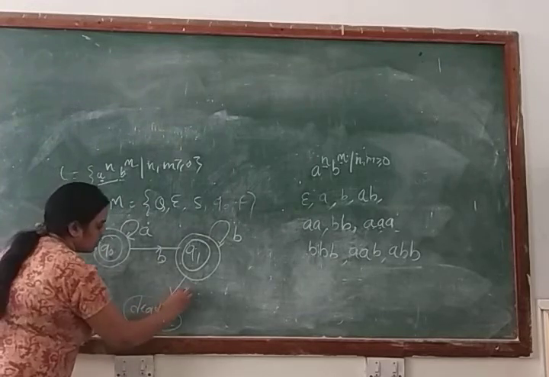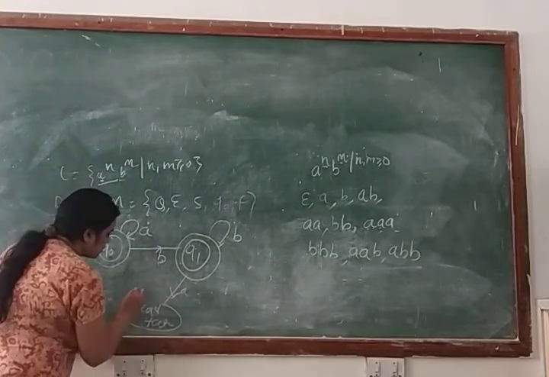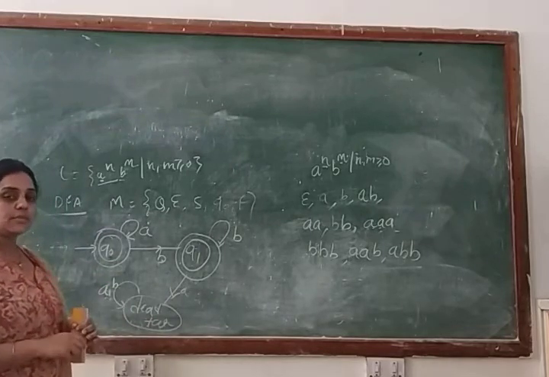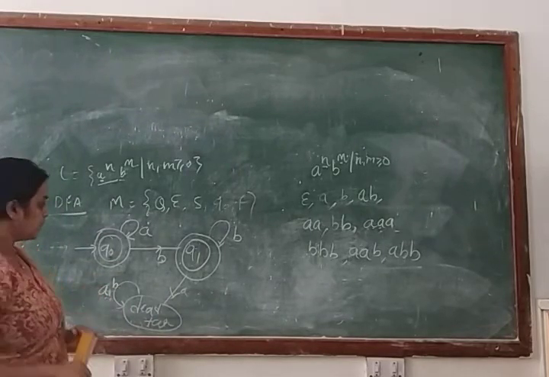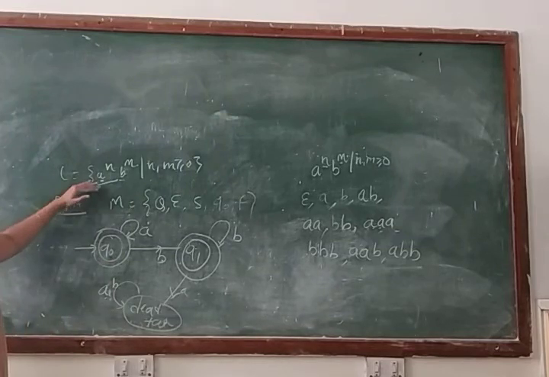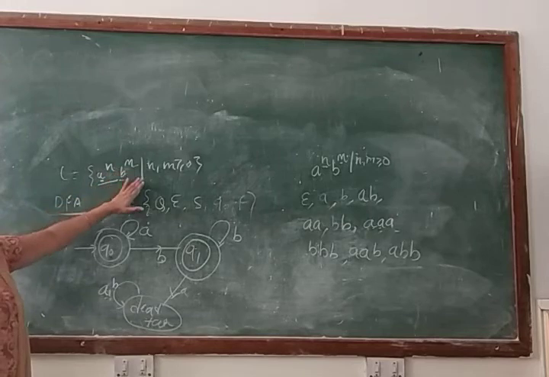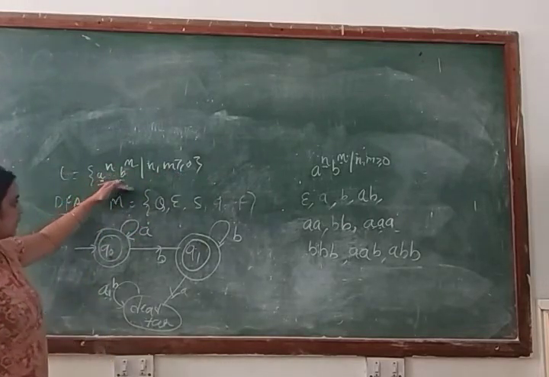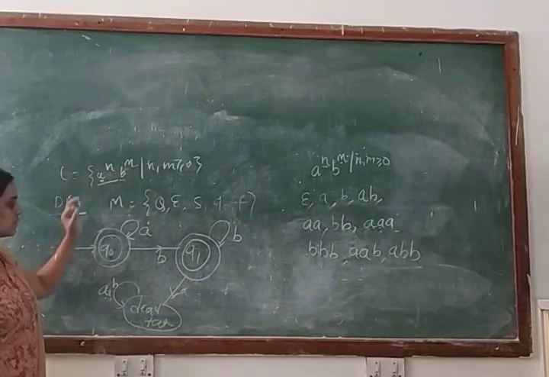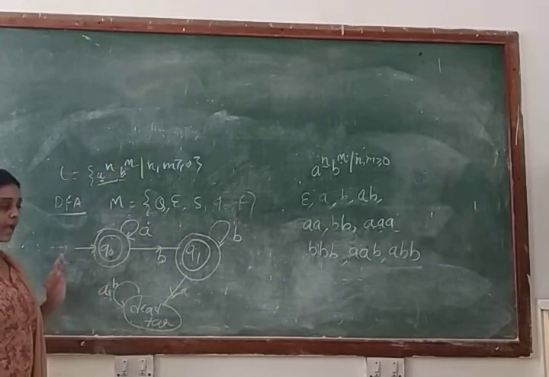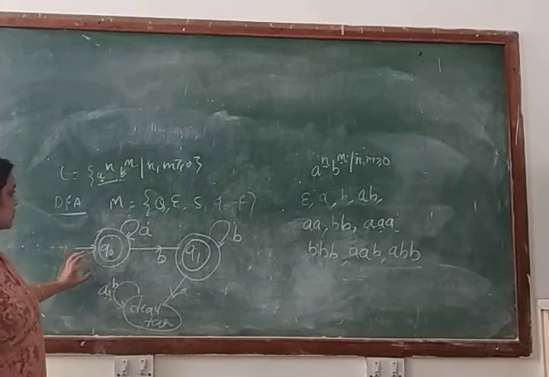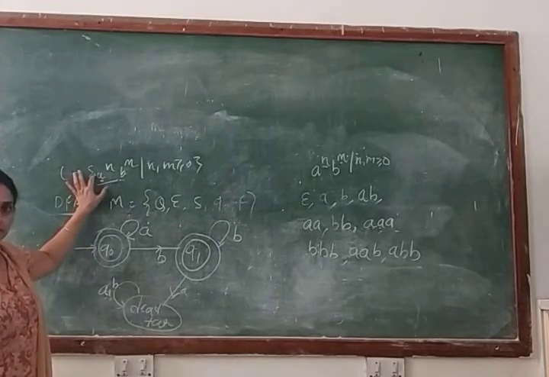Clear? And the dead state also has a transition for A, comma B, means for input symbol A as well as for input symbol B. So this is the machine for that language. You can see A raised to power n, B raised to power n, where n is greater than or equal to 0. So whatever string you will make from this language, anything else is not part of your language.